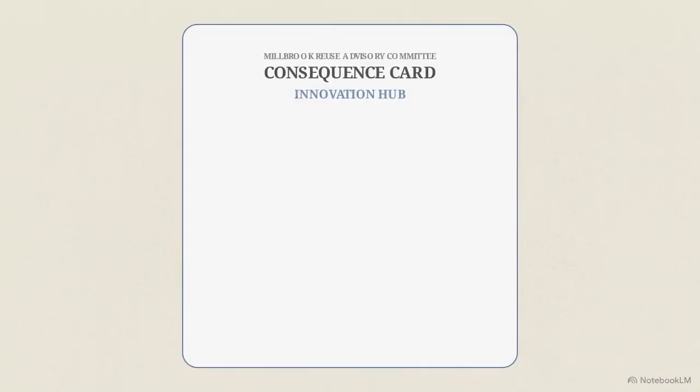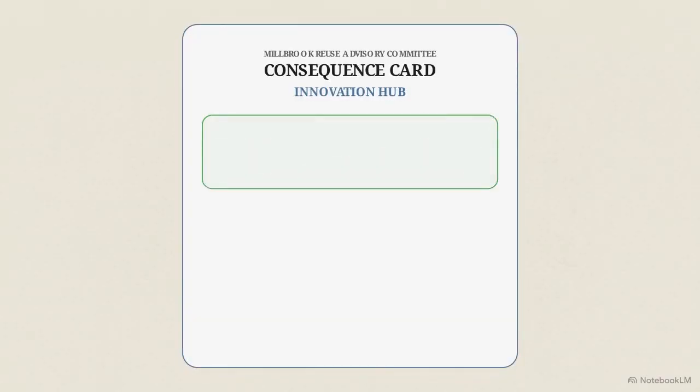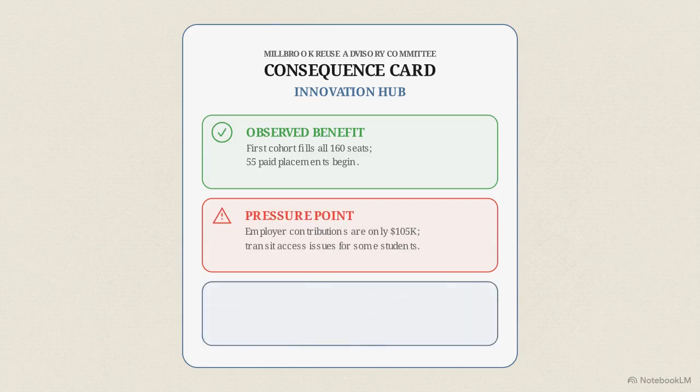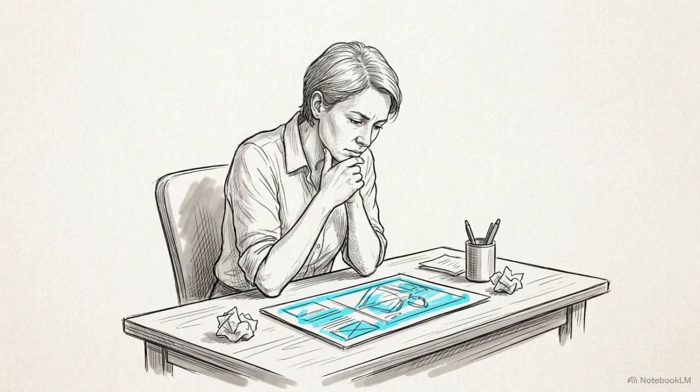Every card follows the same structure. It lists one observed benefit of their project and one pressure point that requires their attention. The pressure point doesn't mean they chose poorly. It simply introduces a new reality for them to manage in their final reflection.